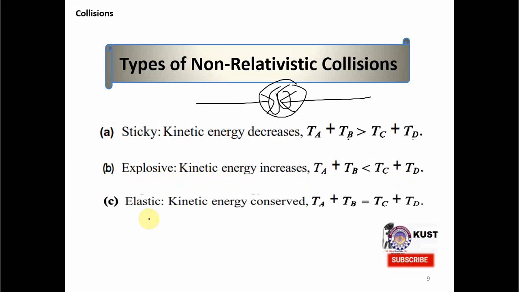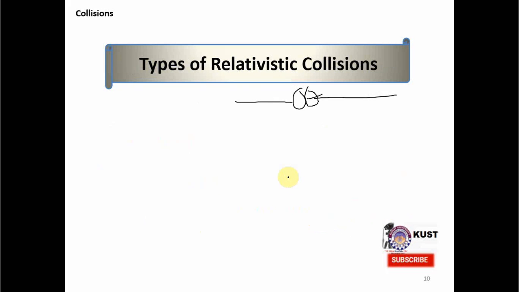And the third one is the elastic collision, where kinetic energy is conserved. On the last slide we discussed that there are two types of collision: when kinetic energy is conserved and when kinetic energy is not conserved. So when the total kinetic energy before collision is equal to the total kinetic energy after collision, we say that the kinetic energy is conserved and we call it elastic collision. But if this is not the case, as in the first cases A and B, we call them inelastic collisions.